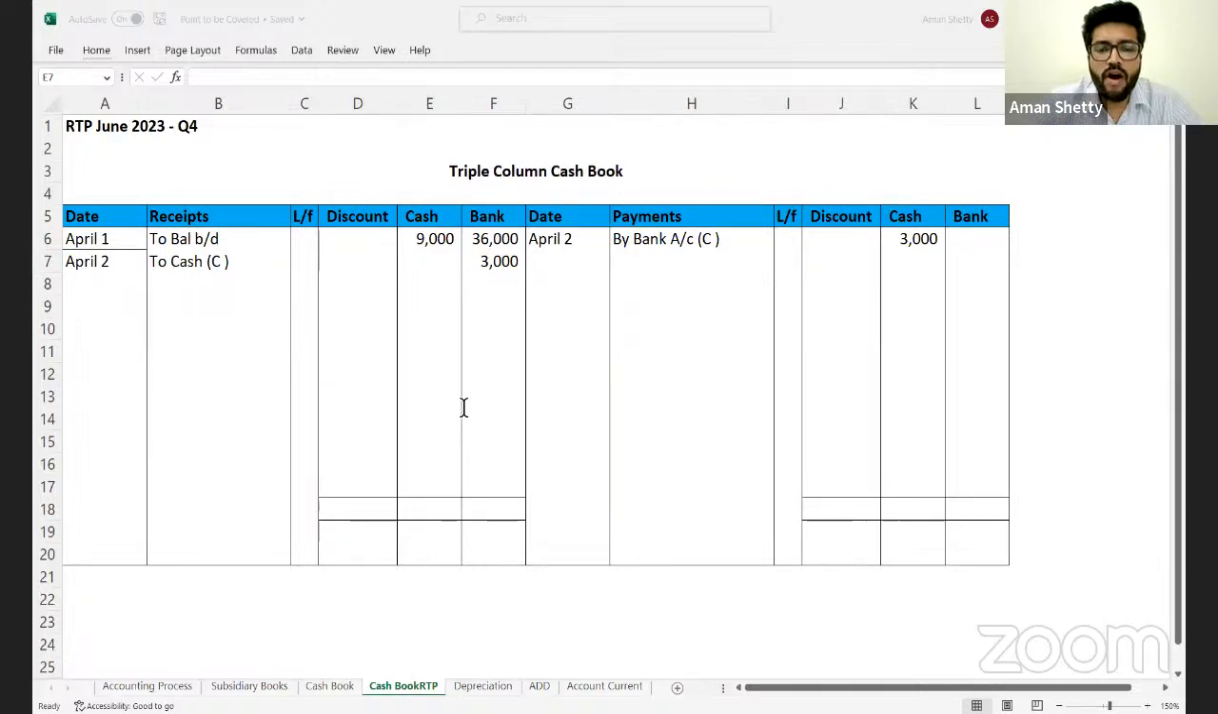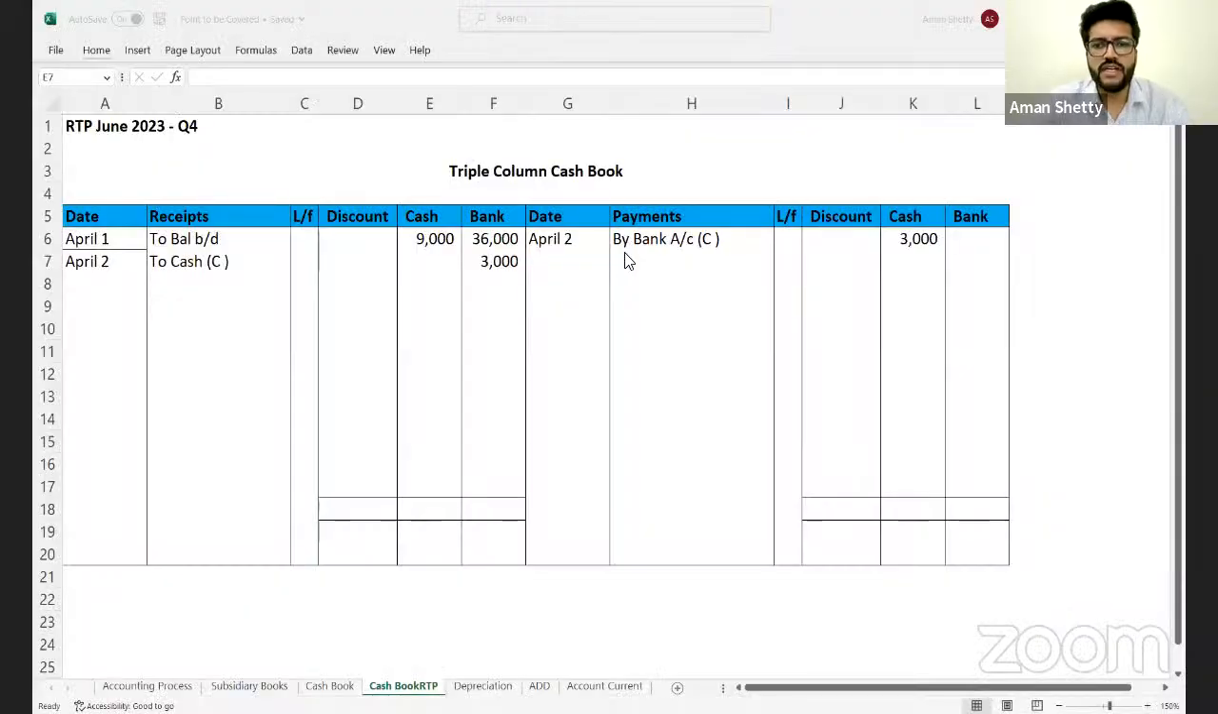Fifth April, bought furniture and issued check rupees 4,500. Where will this come? To bank account, bank column. Bought furniture and issued check. When I buy furniture, furniture is an asset. So debit when asset is increasing. So buy furniture account to bank account because you're giving check. Clear, all of you?